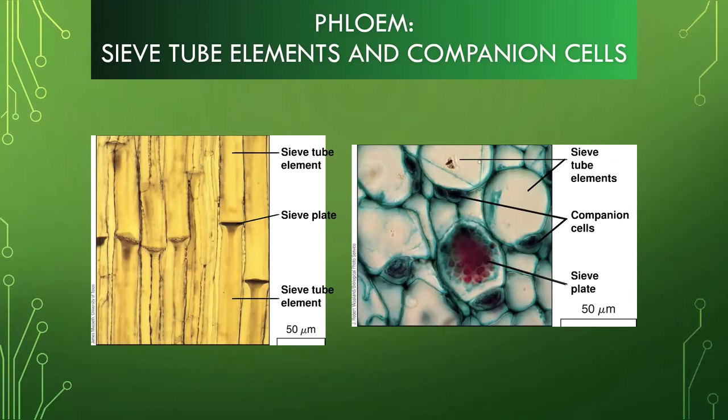Oh, I almost forgot. And then there are the companion cells. The companion cells I mentioned, they're usually right alongside of the sieve tube elements, and they just assist in moving the sugars into and out of the sieve tube element, and then the sieve tube element conducts the sugars throughout the plant body.